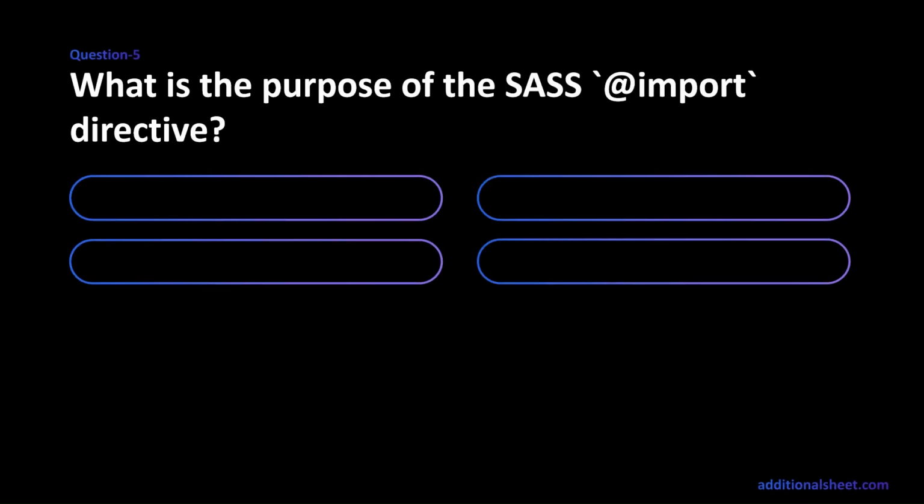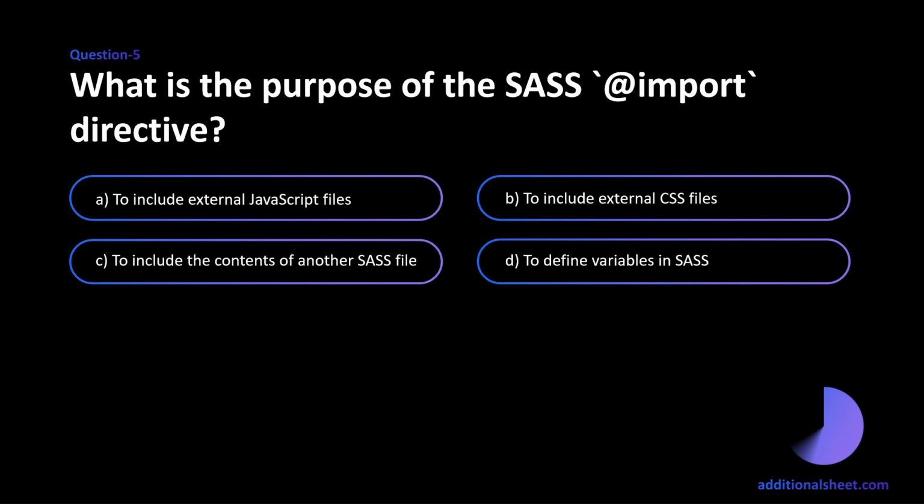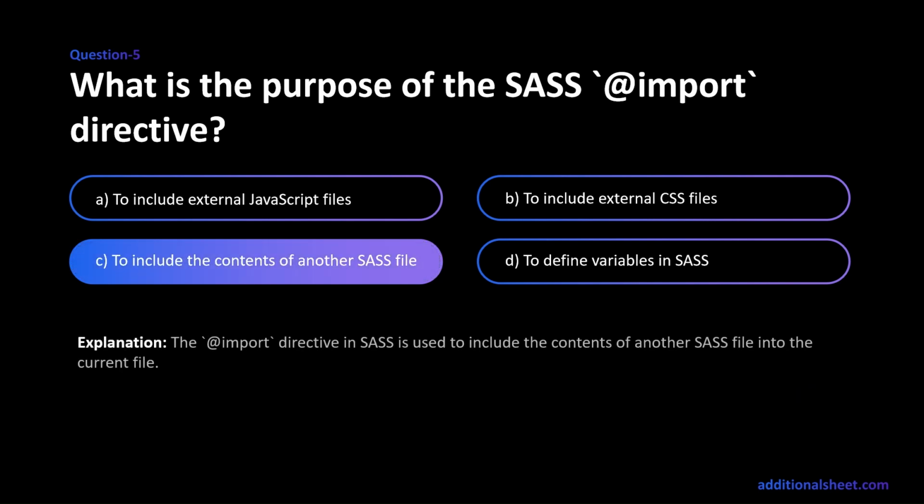Q5. What is the purpose of the SASS @import directive? Options are A. To include external JavaScript files. B. To include external CSS files. C. To include the contents of another SASS file. D. To define variables in SASS. Correct answer is option C. The @import directive in SASS is used to include the contents of another SASS file into the current file.